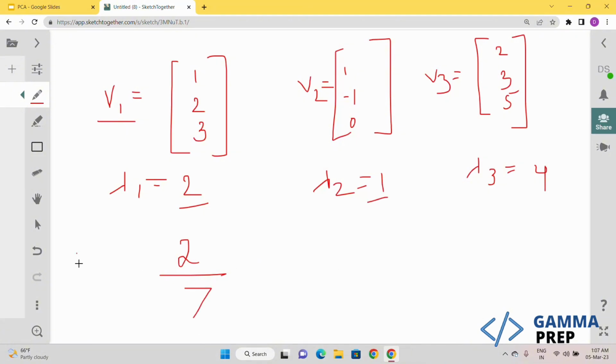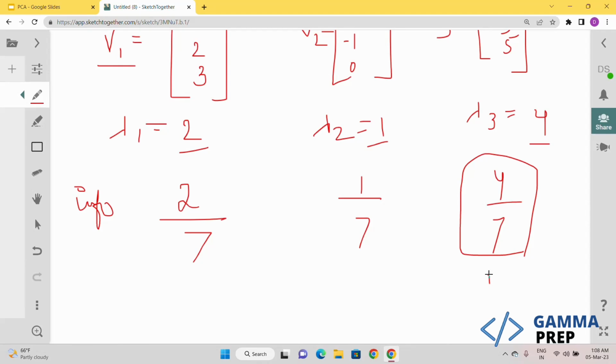Similarly, how much information will be stored in this V2 direction, it would be 1 by 7. And for this, it will be 4 by 7. So the maximum information is stored in this. So this is your principal component 1 direction, this is your principal component 2 direction, and this is your principal component 3 direction. So these eigenvectors and eigenvalues are behind the magic, because the eigenvectors of the covariance matrix are actually the directions of the axis where there is most variance or most information.